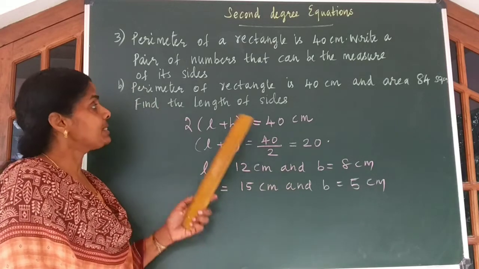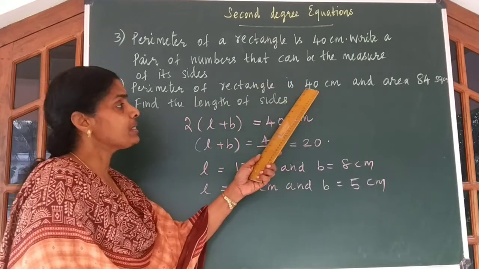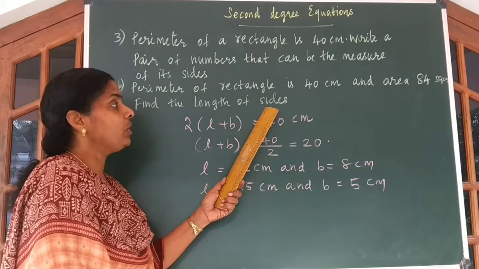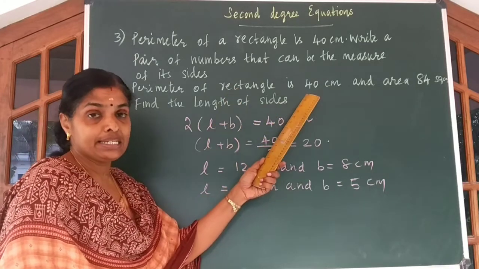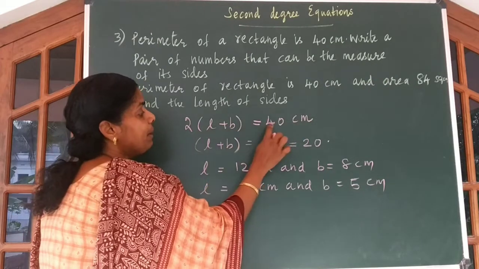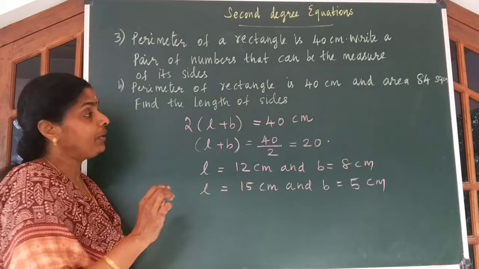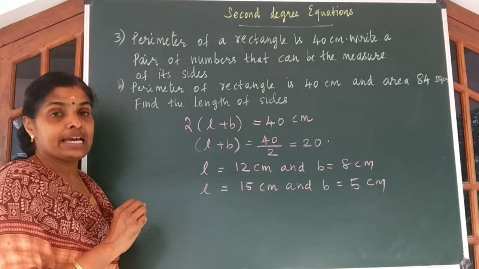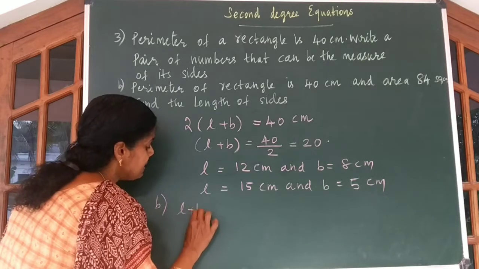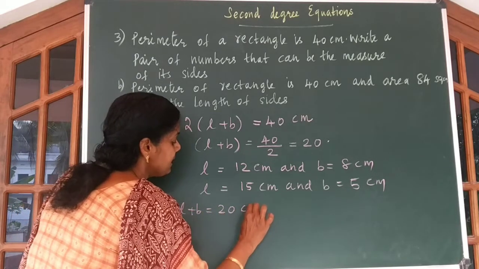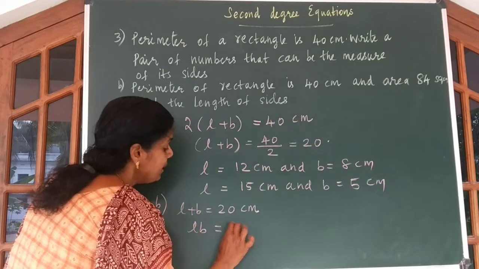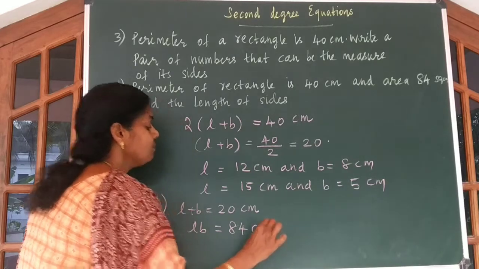Okay, come to the second part. Perimeter is 40 and area is 84. Find the length of sides. We are given perimeter and also area. We know 2 into (L plus B) is given to be equal to 40 and area of a rectangle is nothing but length into breadth. L plus B is equal to 20 centimeter and L into B is equal to 84 centimeter.